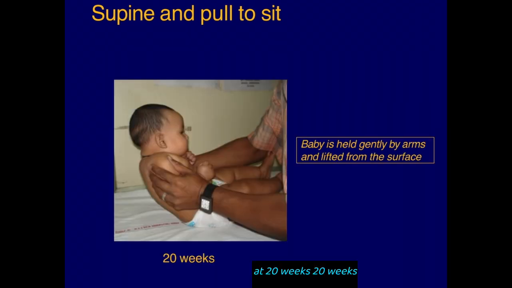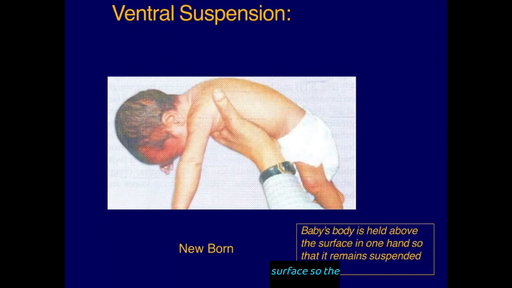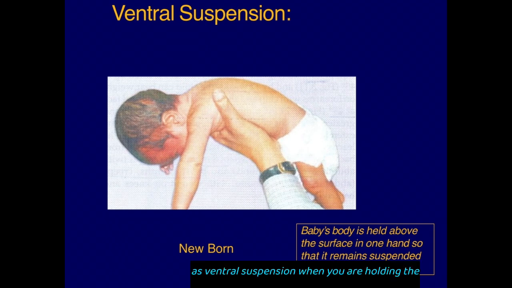At 20 weeks. 20 weeks means 5 months. Right? Baby is held gently by the arm and lifted from the surface. The newborn's body, this is known as ventral suspension. When you are holding the newborn in your arm, on your palm, the body is held above the surface in one hand so that it remains suspended in the air. The baby doesn't have control over their hands and legs, so it will be suspended, मतलब वो एक लटके हुए की तरह होगा. That's why it is known as ventral suspension.